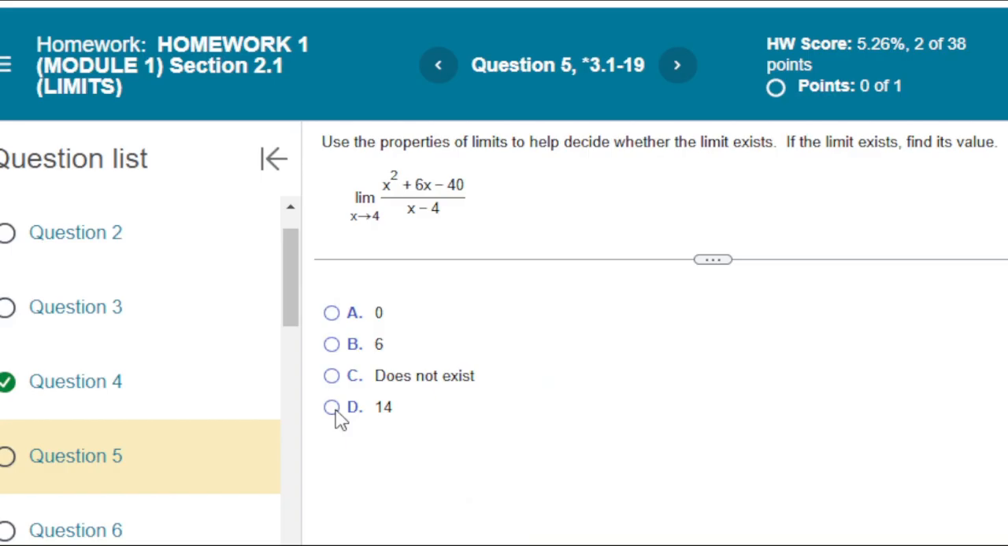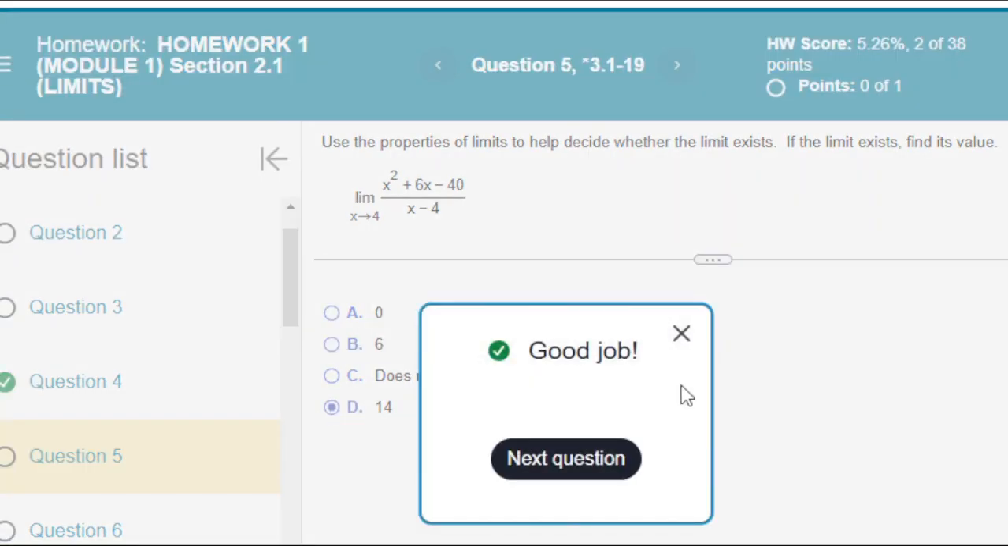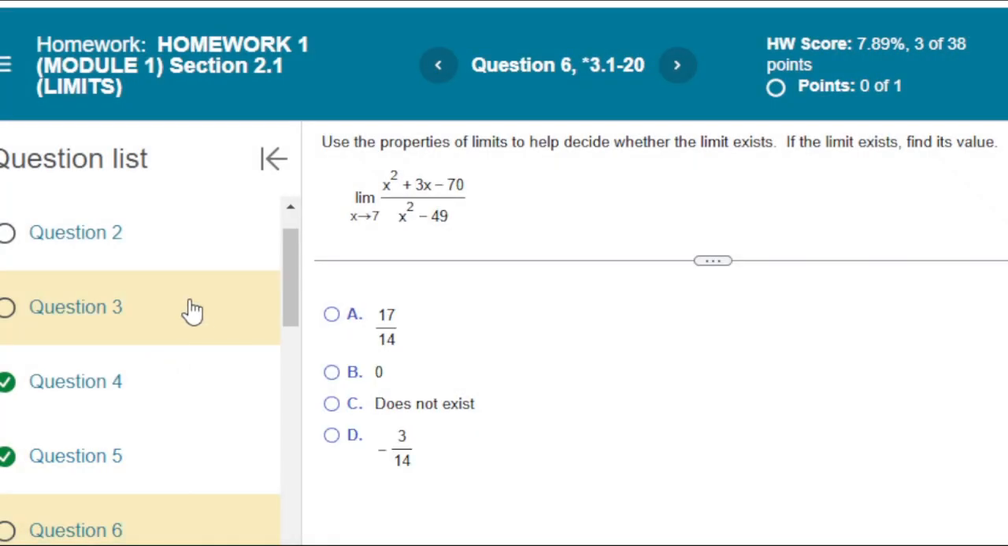So going back to MyMathLab, again, your answer would not be does not exist. The answer is 14. So let's check our answer, and there we go. Okay, moving on to number 7. How would we do this one?